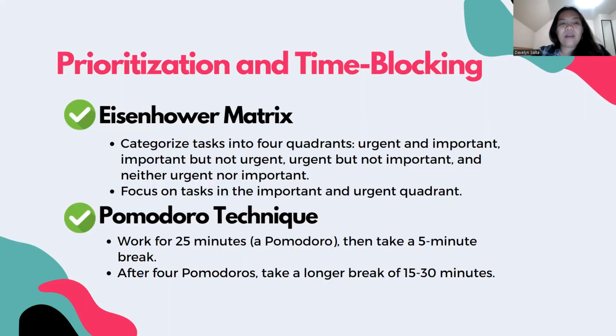Prioritization and time blocking. So if you're familiar with this one, meron tayong tinatawag na Eisenhower matrix. So you have to categorize tasks into 4 quadrants. Urgent and important, important but not urgent, urgent but not important, and neither urgent nor important. So yun yung Eisenhower matrix nating tinatawag.